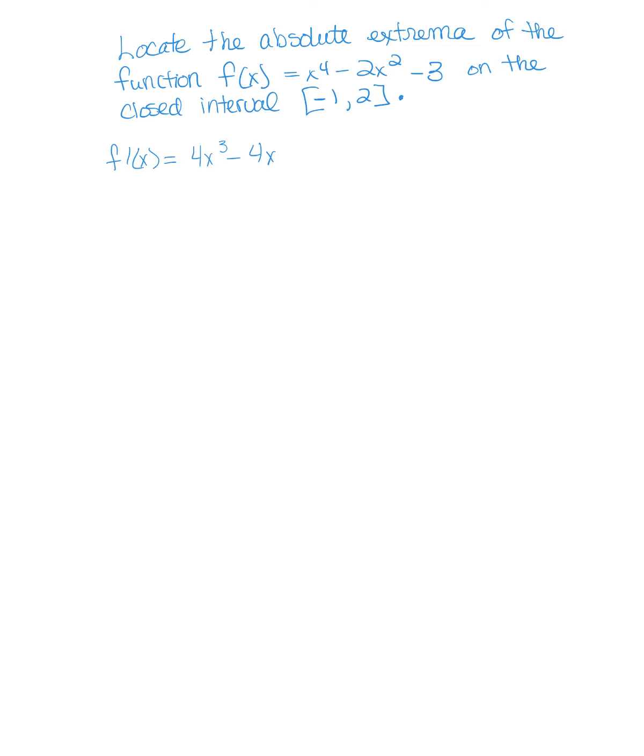All right, then we're going to set f prime of x equal to 0. So 4x cubed minus 4x equals 0. Oh, did y'all see what I just did? I didn't simplify. I was about to make my life hard for no reason. So let's go back.